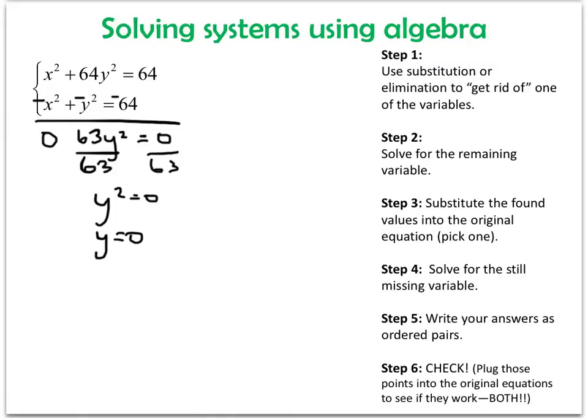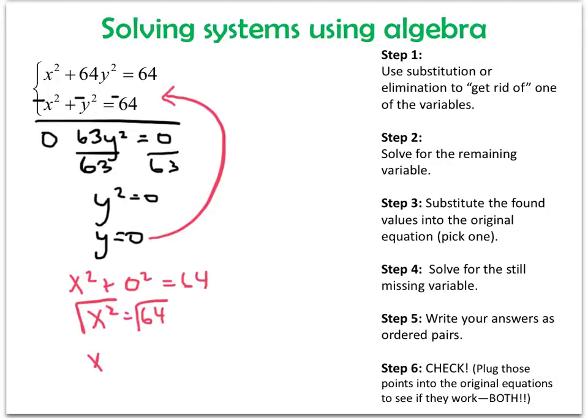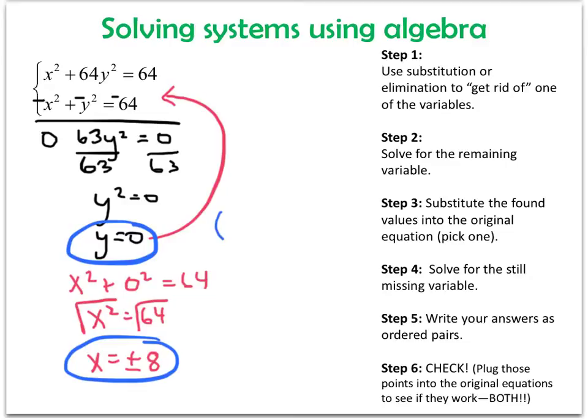Now it does not matter which one we substitute it back into, but I'm going to pick the easier one, which is this one. So I'm going to have x squared plus 0 squared equals 64. So x squared equals 64. So when I take the square root of each side, x is going to be positive and negative 8. Okay, so make sure you remember that plus minus. So I have x is these two values and y is this value. So I'm going to have two coordinates as my solution. X can be 8 and y can be 0. And x can be negative 8 when y is 0.